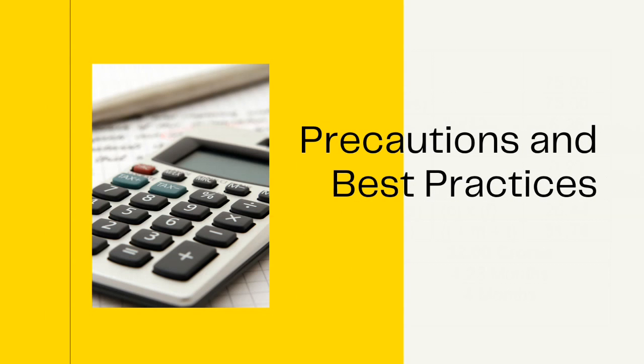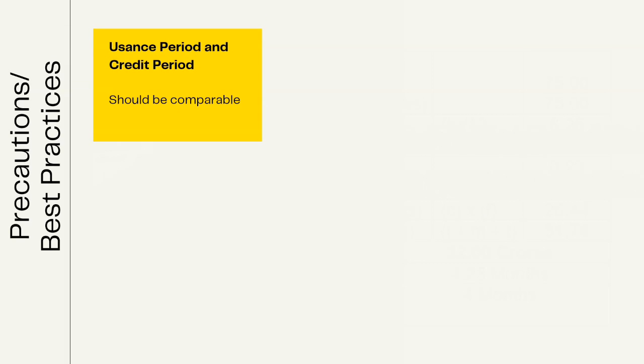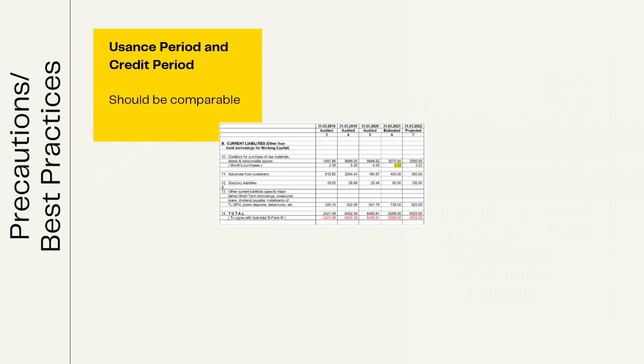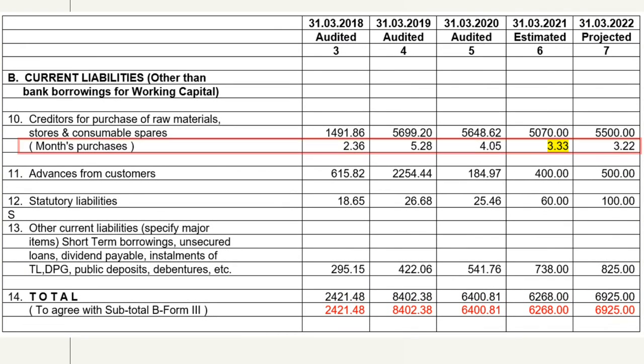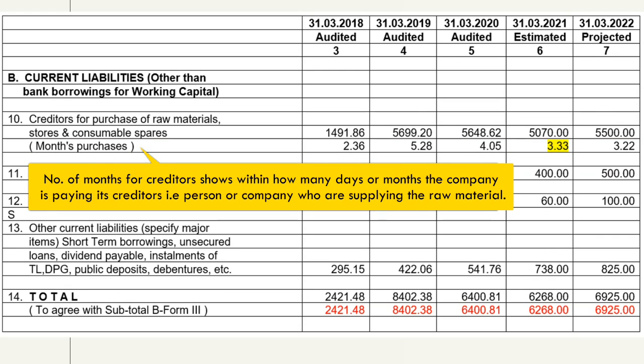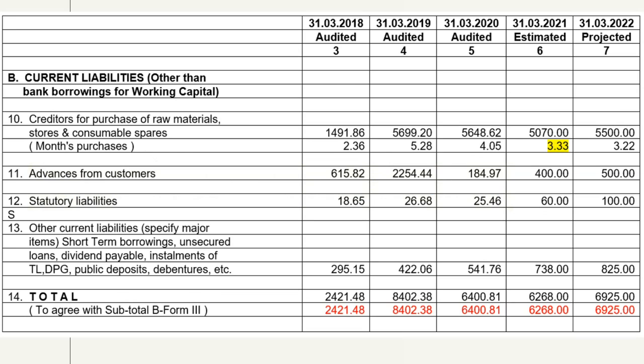Now, once you are done with this, it's time for a quick comparison between the usance period you have accepted for the LC and number of months of purchase for the creditors from your projected balance sheet Excel. Why? Number of months for creditors shows within how many days or months the company is paying its creditors, that is, person or company who are supplying the raw material.